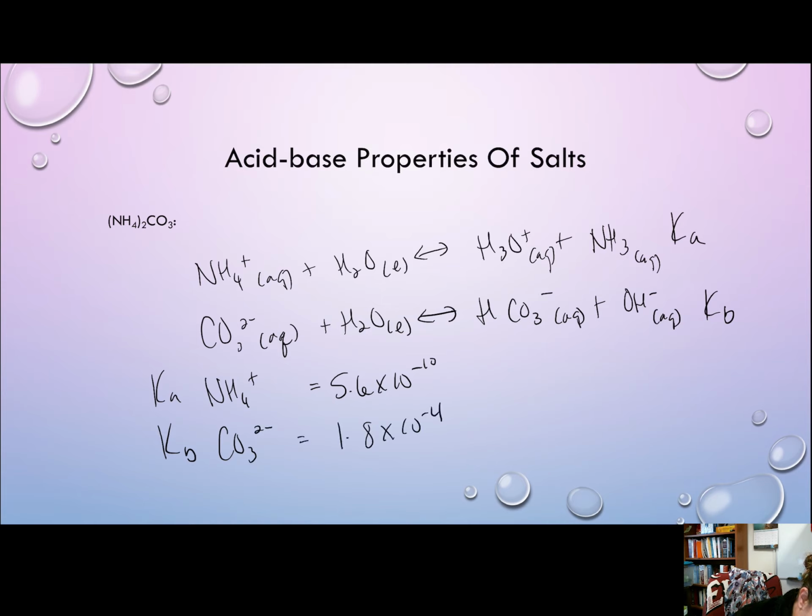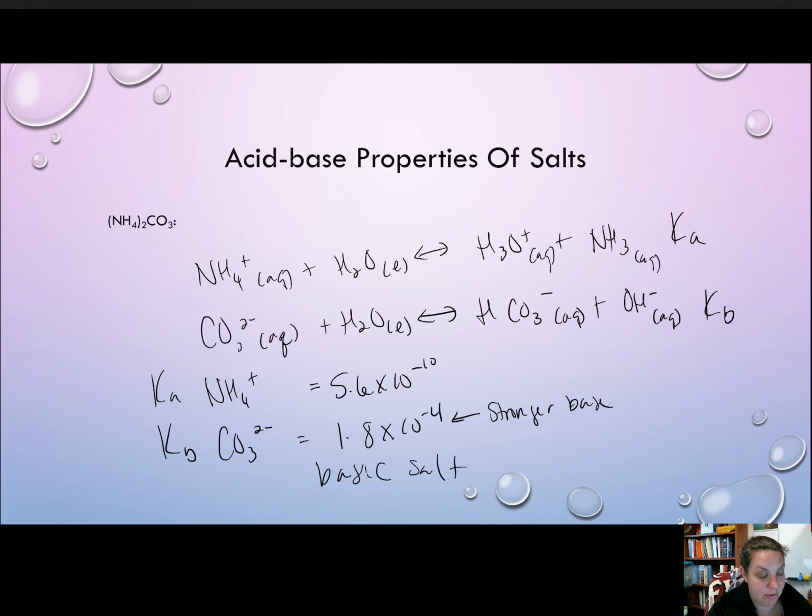We see that this is stronger. So it's going to basically produce more hydroxide than the ammonium can produce hydronium. So we would say that this is a basic salt. Okay. That's everything for this lecture video. I will see you guys later.